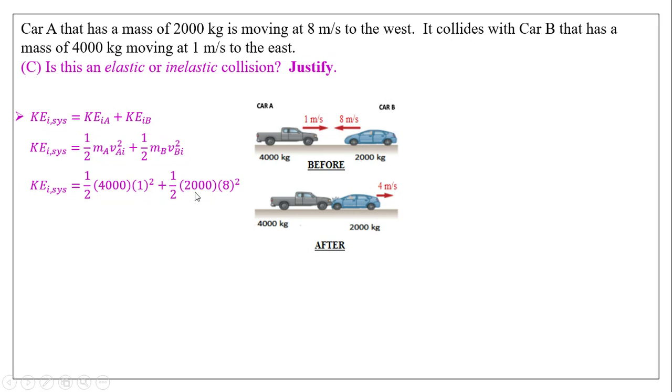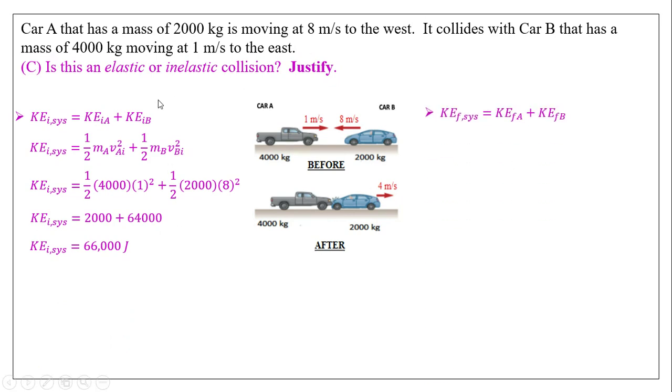We're going to square that, and then likewise with the second term, MB here is 2,000. It's moving leftward at a rate of 8 meters per second, but I just need the speed here because KE is a scalar, so I'm just going to plug in a positive 8. Then if we simplify this on our calculator, you get 2,000 for the first term and then 64,000 for the second term, and the sum of this will give you a value of 66,000 joules.